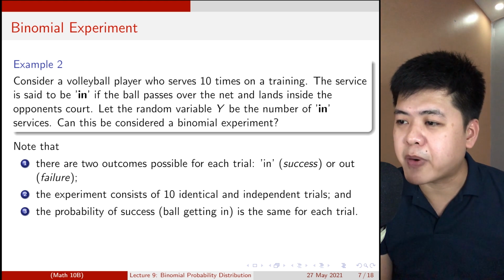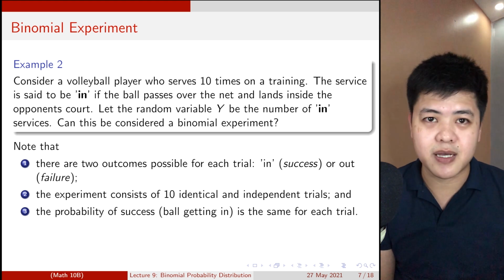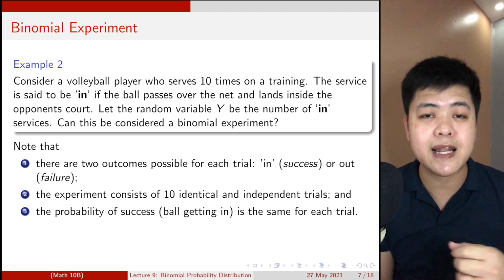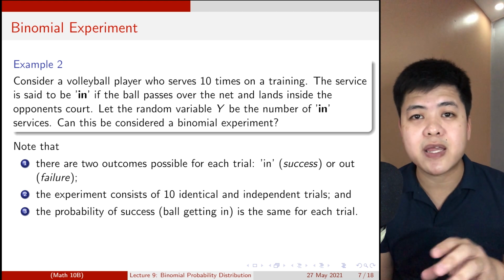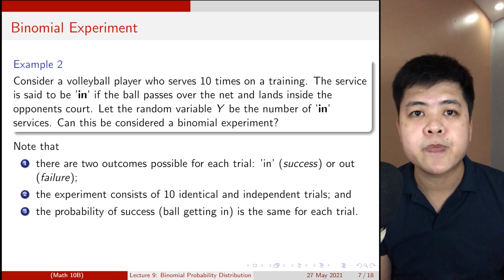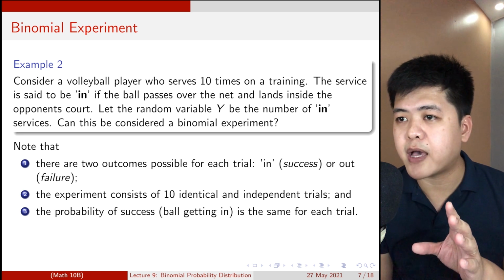And then, number 3, the probability of success, that's getting the ball inside, is the same for each trial. Syempre, isa lang naman yung nagsuservice. Again, provided na hindi napapagod, hindi na babago yung kanyang stamina. And in that case, we have a binomial experiment.